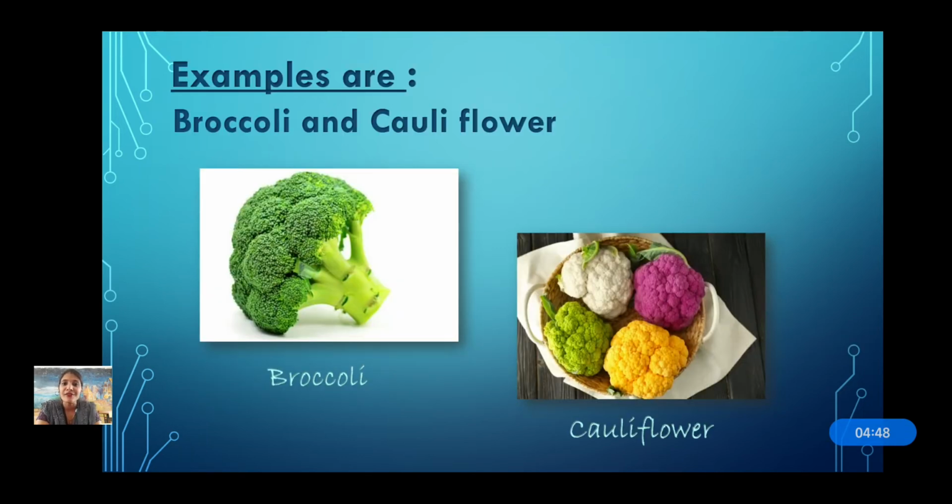Now some flowers store extra food, that's why they are swollen. An example are broccoli and cauliflower. Now see, broccoli and cauliflower almost look similar, but the stem is different. Now here we see white color cauliflower. You have seen white color cauliflower which comes to our home. Yes, now purple cauliflower is also there, yellow also there, and green also is there.